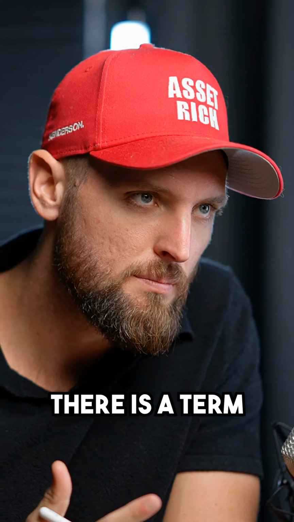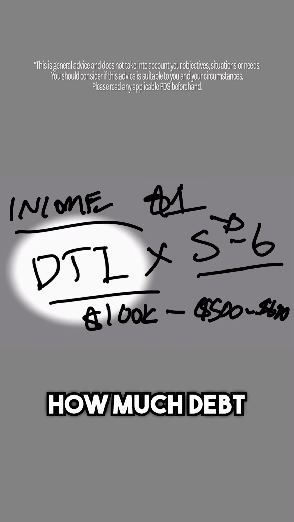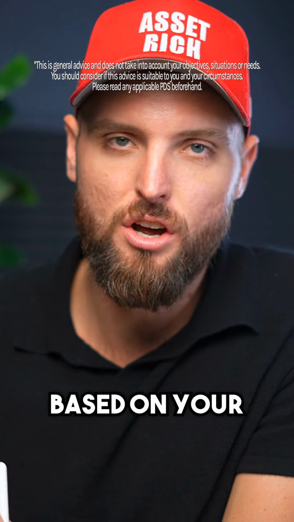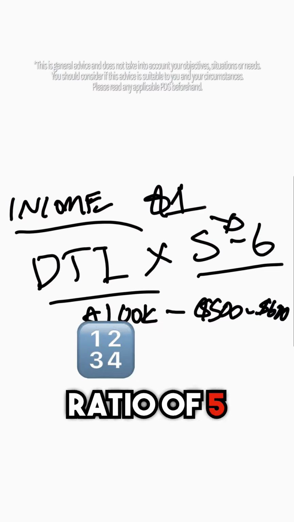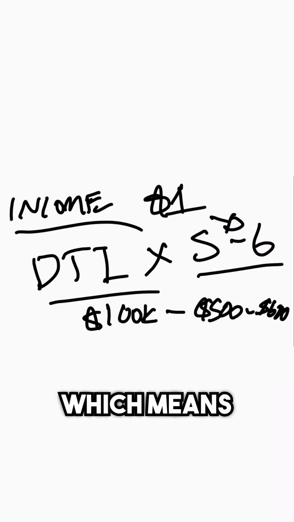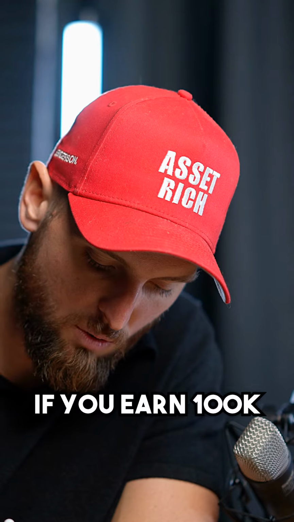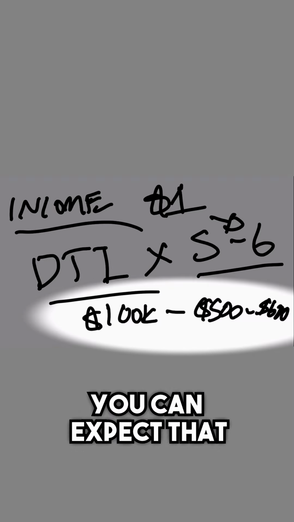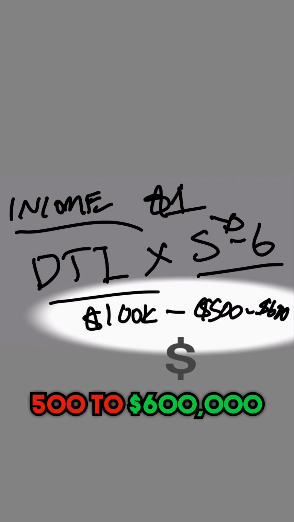There is a term in the lending world called DTI, debt to income, which essentially means how much debt a lender will lend you based on your income. We work out that roughly there is a debt to income ratio of 5 to 6 times income, which means for every $1 of income, we can get $5 to $6 in debt. If you earn $100K, you can expect that the bank will lend you somewhere between $500,000 to $600,000.